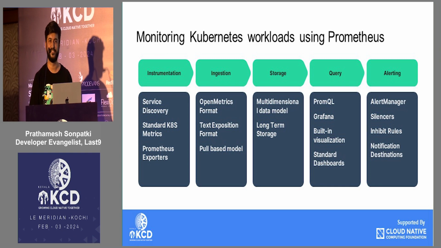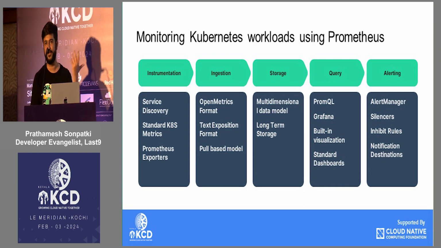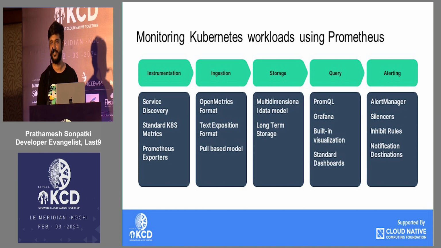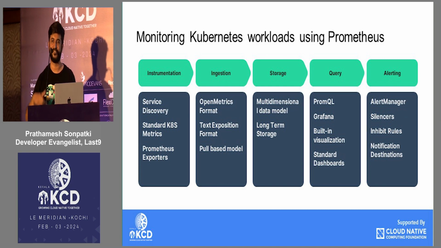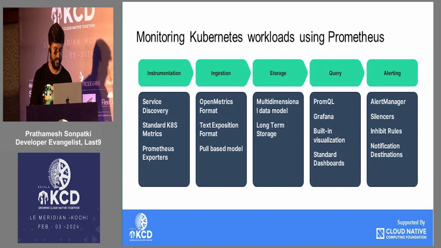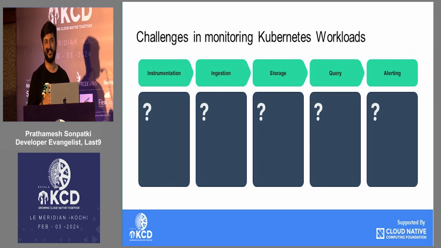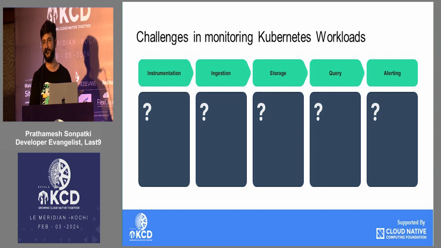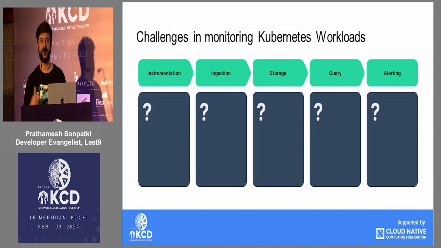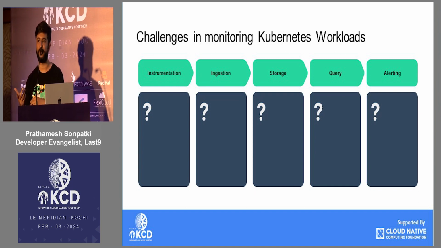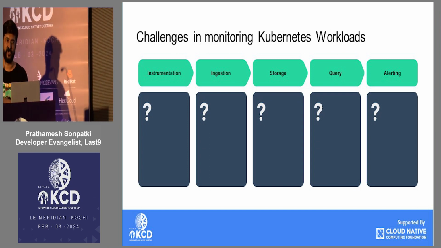I'll just skip through this. You may read it later, but with alerting you also get some defaults with respect to where you can send those notifications and so on. But are there any challenges in doing this? We saw the good side of using Prometheus for monitoring Kubernetes workloads, but are there any challenges that we should be aware of when we want to actually deploy this in production?